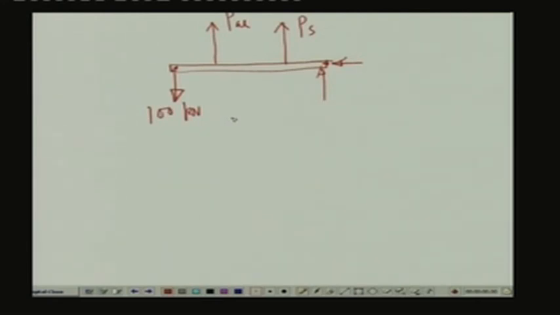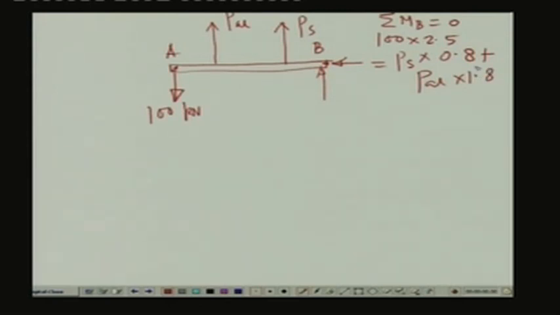And in the equations of equilibrium, if we take the moment about B, then we have the sum of moments about B equals 0. So, we have 100 into 2.5 equals Ps into 0.8 plus P aluminum into 1.8. So, the equilibrium equation is 0.8 Ps plus 1.8 P aluminum equals 250. This is the equilibrium equation.